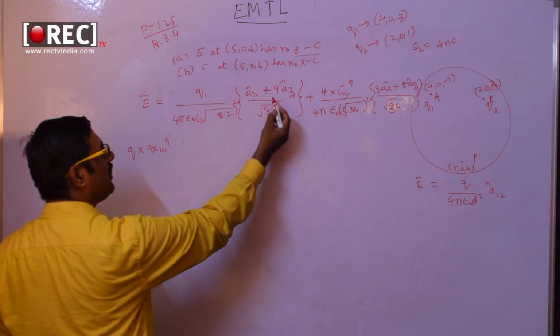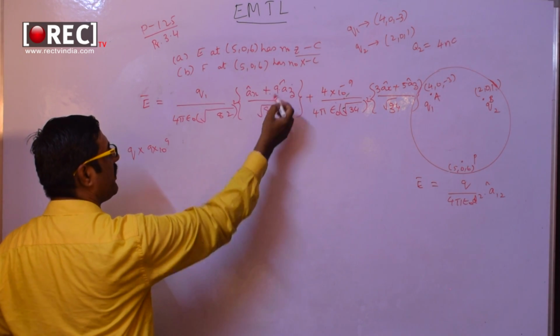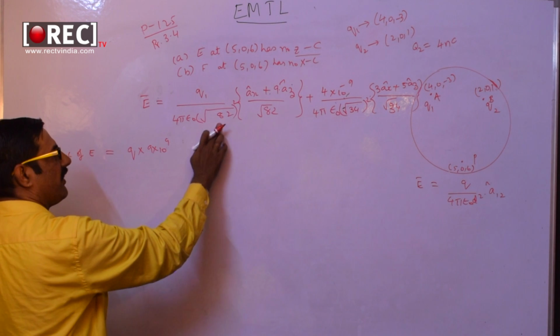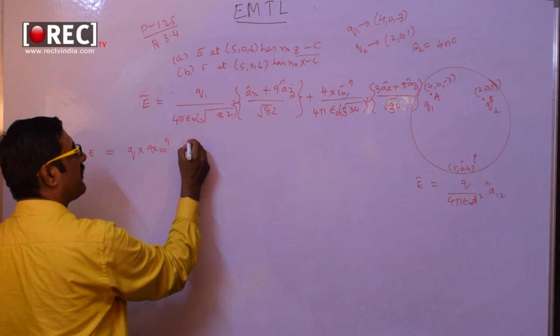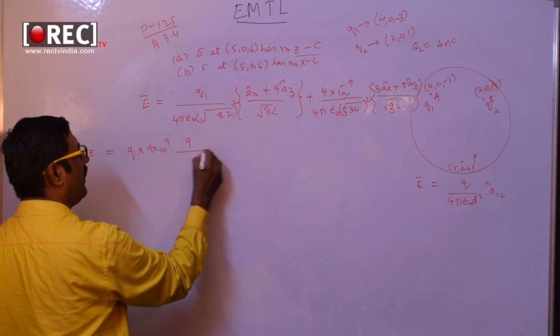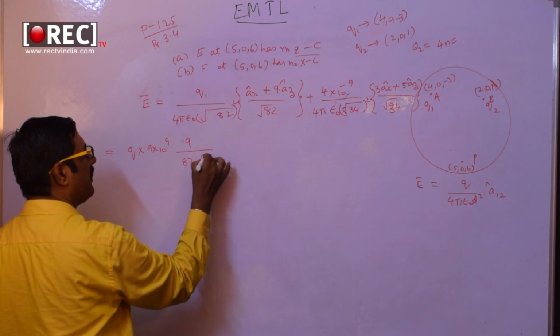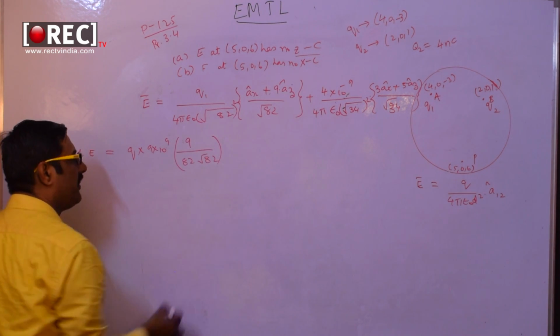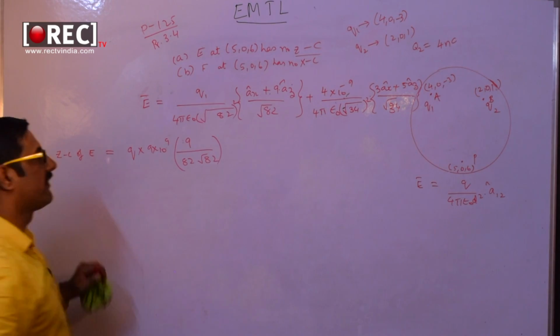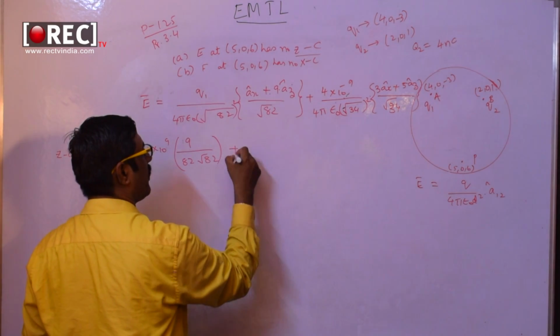Coming to the Z component, it is 9 by root 82 into root 82 whole square. So it is 9 by 82 root 82. Next, plus, what about here?